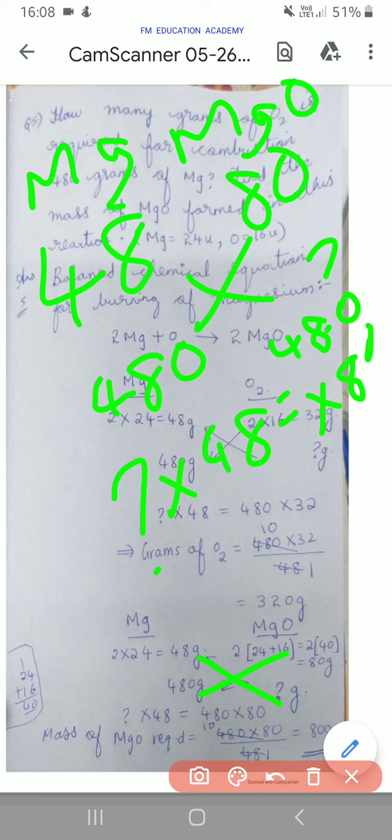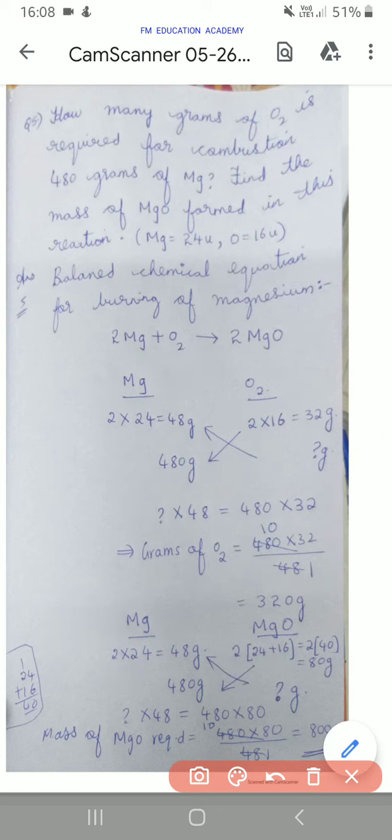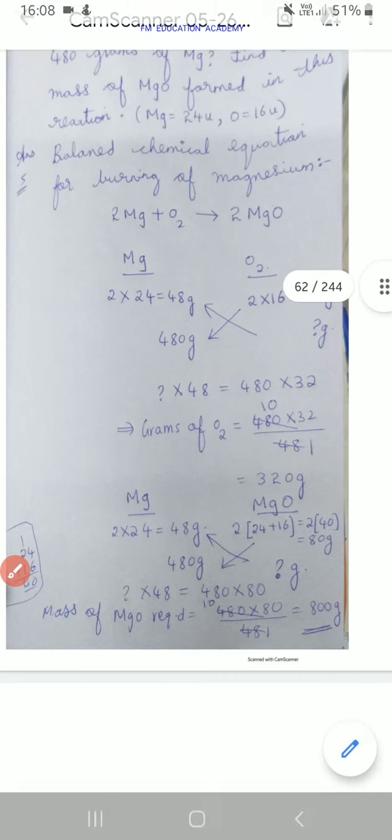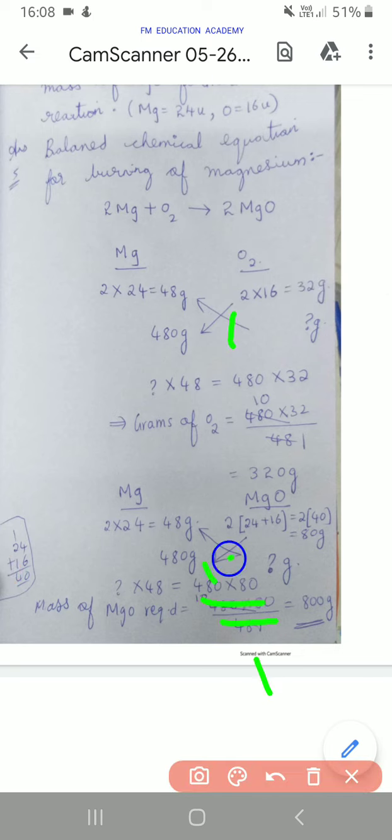So grams of magnesium oxide required are how much? 480 into 80 divided by 48. That is how you have to do. Now simplify this. See here. 480, 48 ones are 48, tens are 10. 10 into 80 is 800 grams.